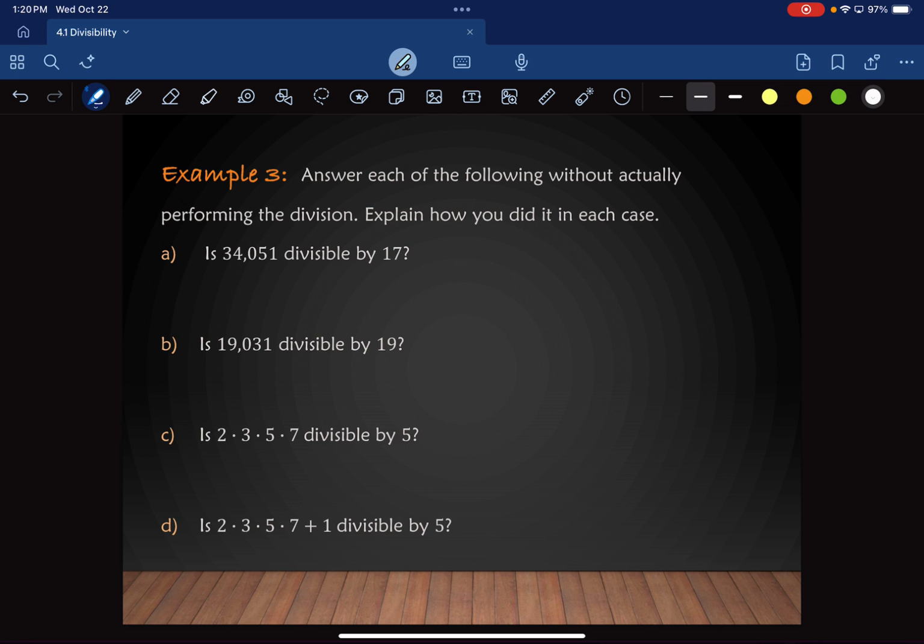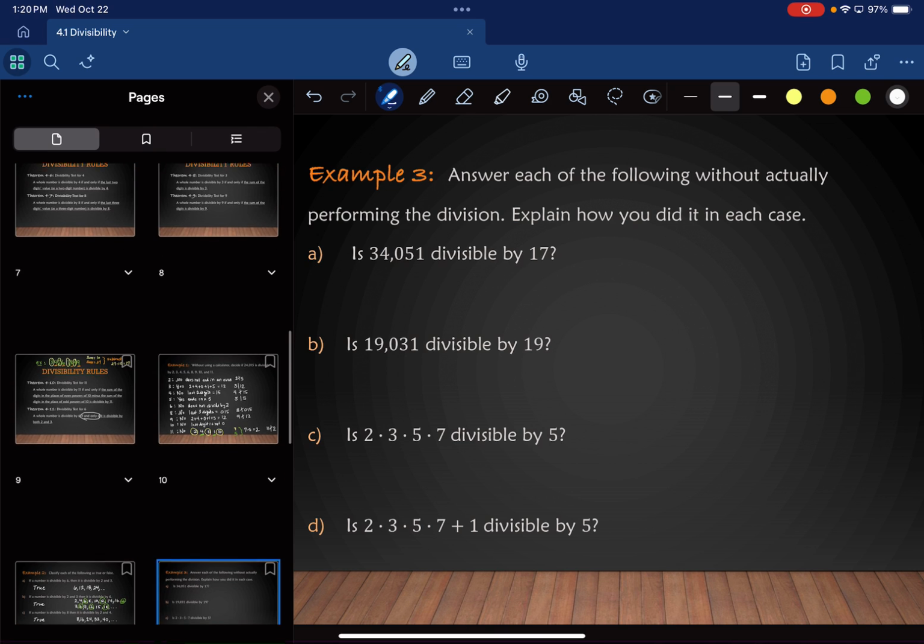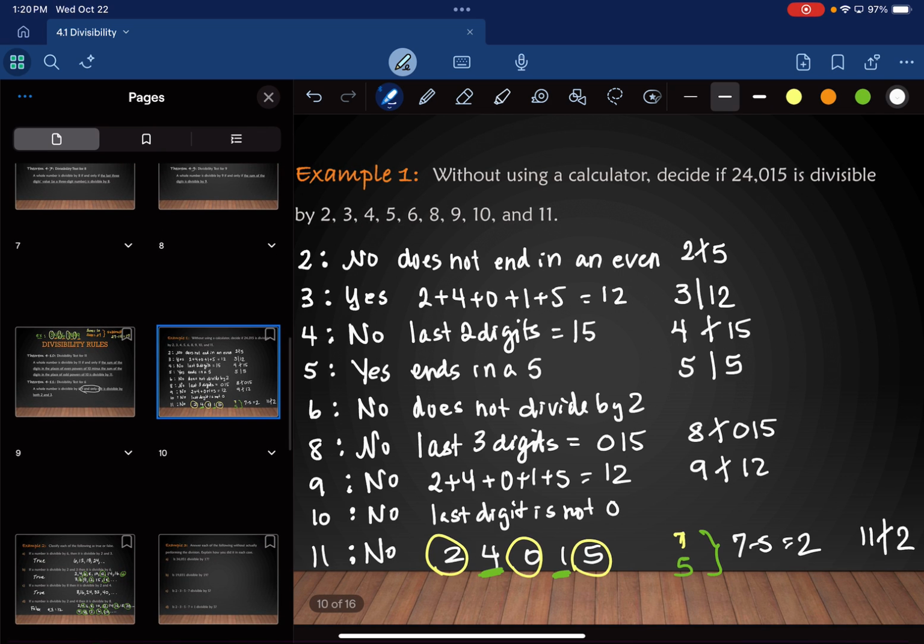I'd like to go back to something we did last time because it actually came up really nicely. I think it was Madison who noticed it, but I could be wrong. We had this number, 24,015. When we looked at this, we knew automatically that it was divisible by 3 because somebody said 24 is divisible by 3 and 15 is divisible by 3.